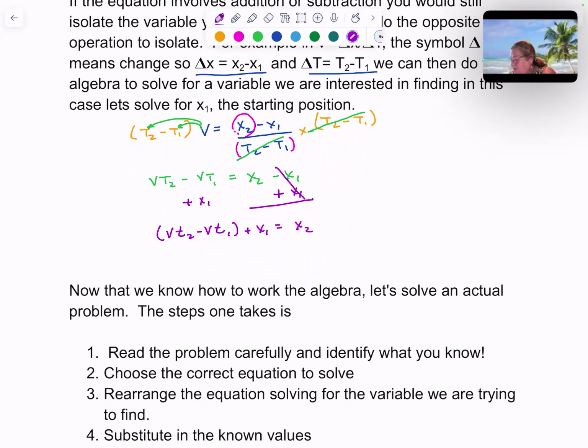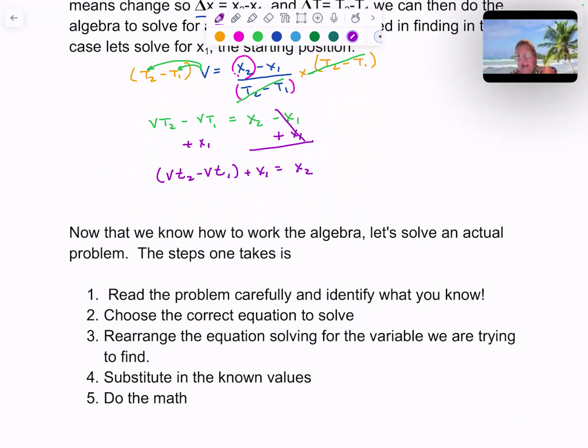First, solve the actual problem. Solve for the variable of interest. Isolate your equation. Read your problem carefully and identify what you know. Choose the equation you want to solve.